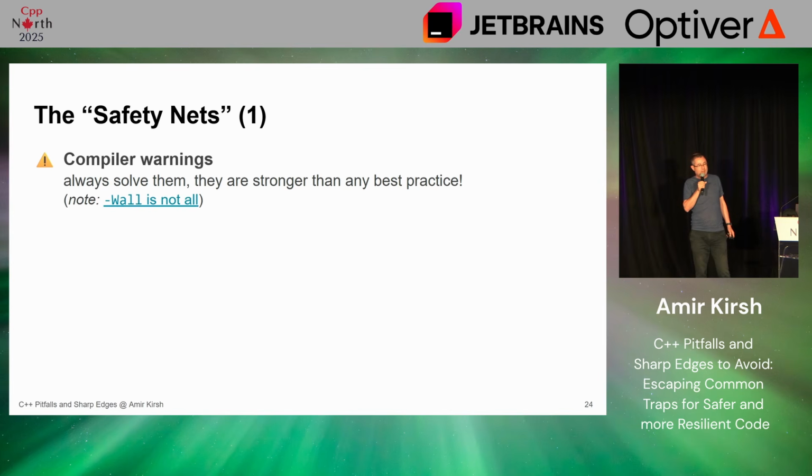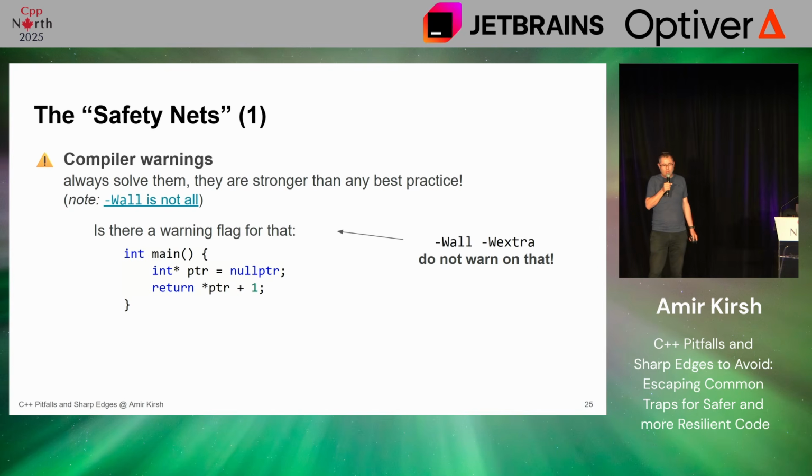-Wall is not enough. -Wall, I think, maybe even doesn't warn on a function that doesn't return a value, which is not a void function. So, for example, if we have a reference to a null pointer, the compiler is able to see here, without even static code analysis, that ptr is assigned nullptr, and on the next line, we try to dereference that.